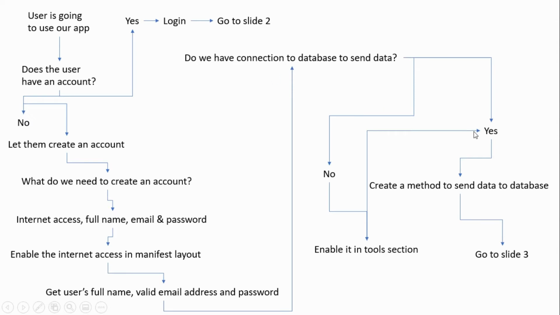Then we have two conditions here. Either we do have them, which basically we don't, or we do not have them. This is the case we are going to consider. We set it up by enabling them in the tools section in our project. Once we enable our tools, we have our connection to the database, and then we create a method to send the new user data to the database, and then we go into slide 3, from which point on we work on our project.